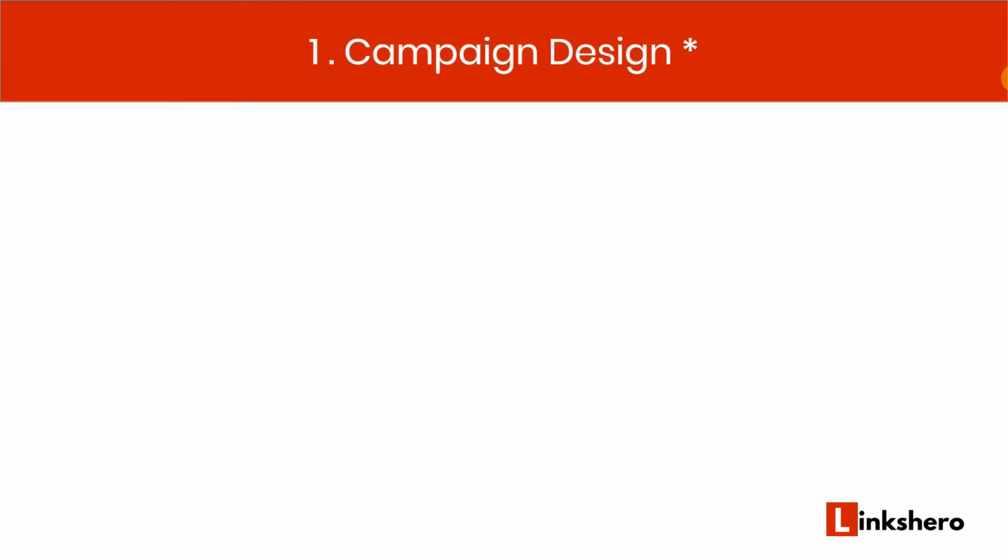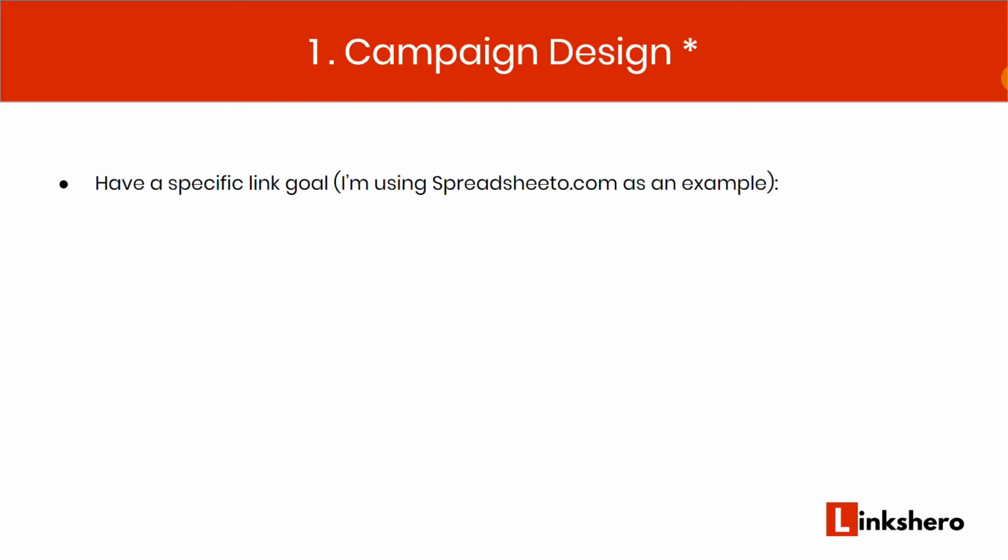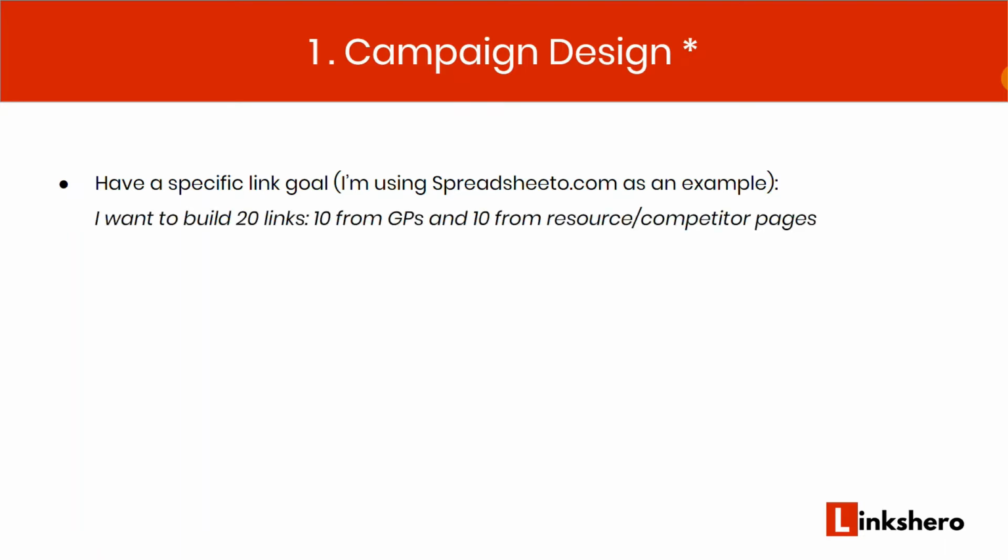So once we've got that, we are moving on to the campaign design, and that's basically having a specific goal in mind. And for this specific section, I'm going to use Spreadsheeto.com as an example. Spreadsheeto is a client of ours, and I'm always using them as a good example. So, in their case, it's like, okay, I want to build 20 links, and 10 of them should be from guest posts, and 10 of them should come from resource/competitor pages.